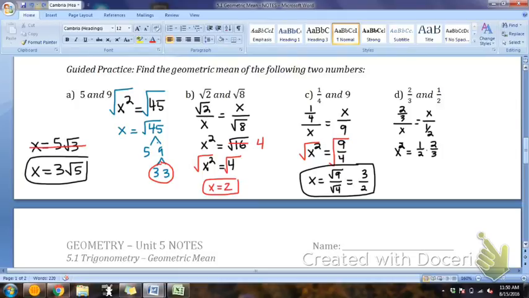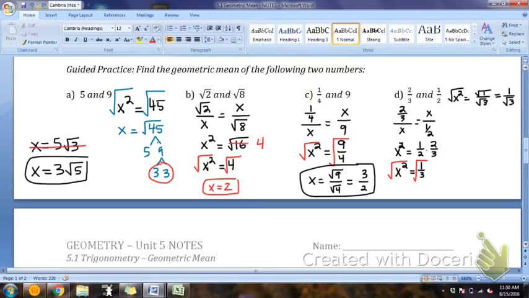So 1/2 times 2/3 gives us 2 over 6. And what is 2 over 6 reduced to? 1/3. So I get x squared equals 1/3. When I take the square root of 1/3 though, what do we have to make sure we do? Okay, separate it. So we get x equals the square root of 1 over the square root of 3. What is the square root of 1? 1. Okay, so I get 1 over the square root of 3.